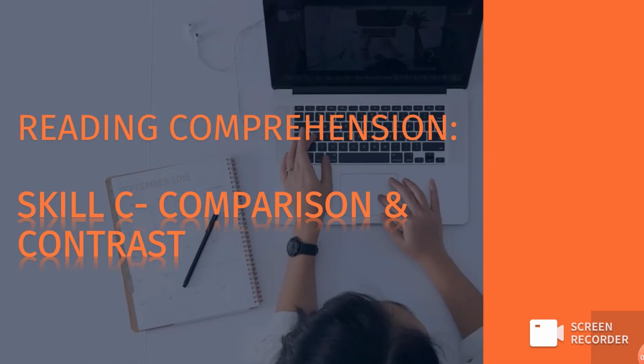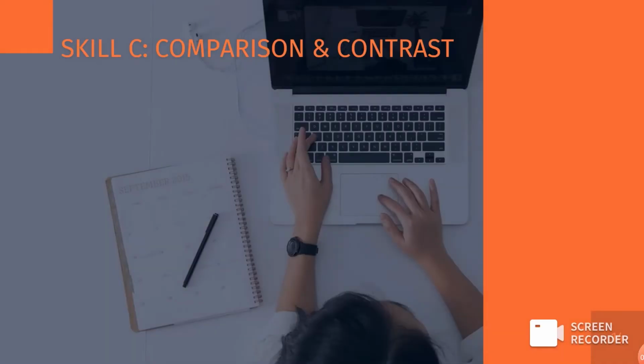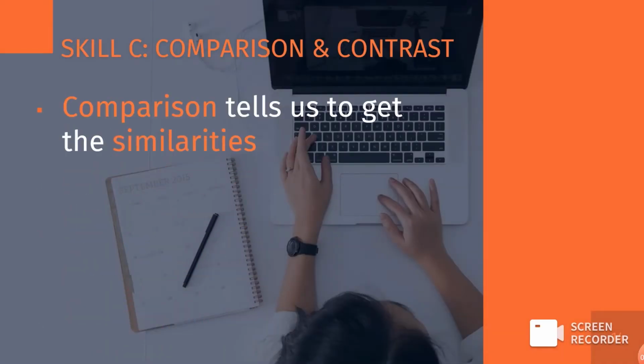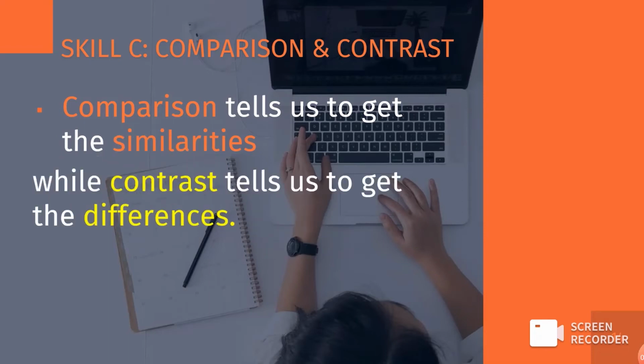Next, let's proceed to skill C. We have comparison and contrast. Now, comparison tells us to get the similarities. Again, I'd like to highlight on that one. Comparison tells us to get to the similarities, while contrast tells us to get to the differences.